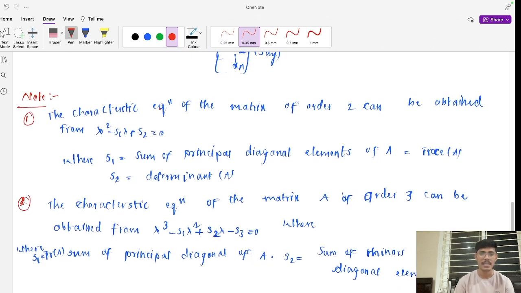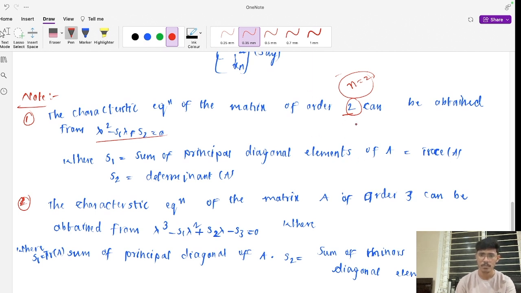Note the characteristic equation of a matrix of order 2. This is a square matrix of order 2, n equal to 2 here. The characteristic equation for finding the eigenvalues is lambda square minus s1 lambda plus s2 equal to 0. Here s1 is the sum of the principal diagonal elements of A.